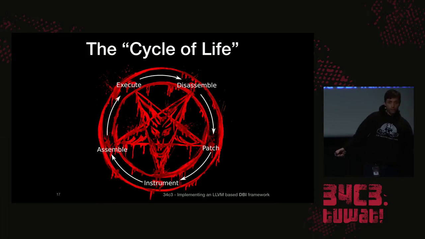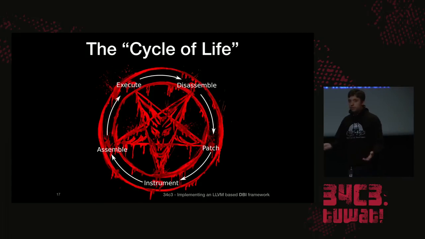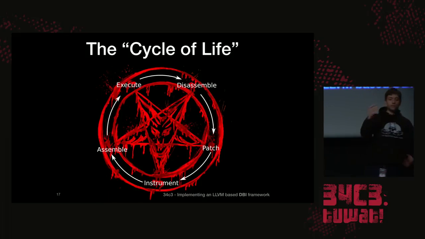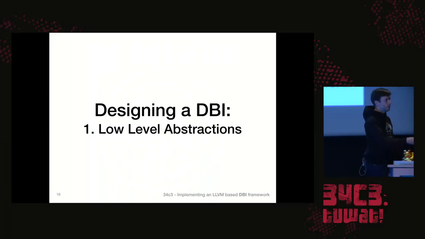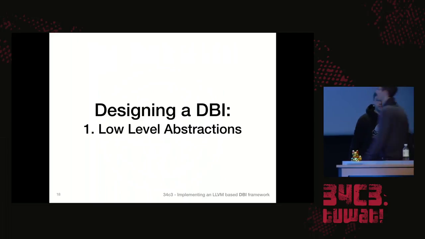So if you summarize everything you need to do, this is the cycle of life of a DBI engine. It starts by disassembling the first piece of code it wants to execute. Then it patches it to make it relocatable. Then it adds instrumentation into the patched piece of code. It assembles it somewhere else in executable memory, and then it can execute it. Once the execution finishes, it looks at what's the next piece of code it should execute and starts again. So now I let Cedric explain some of the low-level abstractions we have to deal with for all of that.